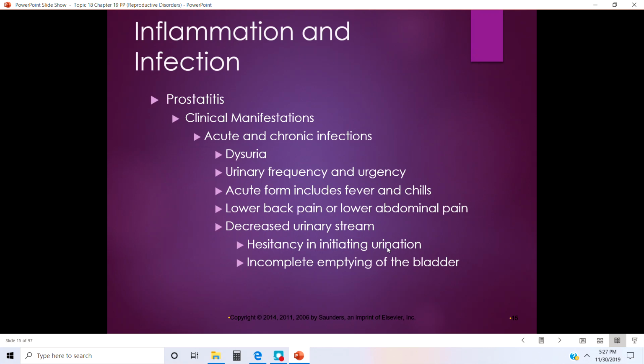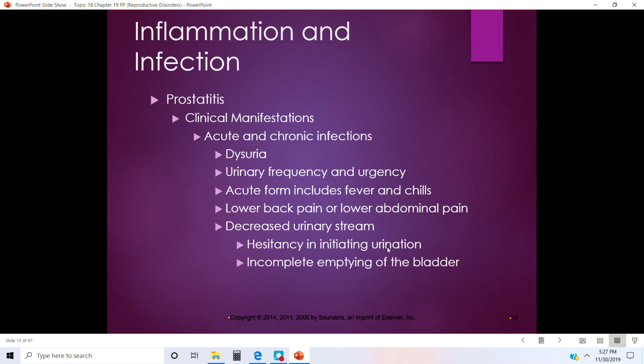Let's take a look at some of the clinical manifestations, right? Whether it's acute or chronic. The patient will have dysuria, right? Painful or difficulty urinating. They'll have urinary frequency, meaning that they have to go multiple times, and they have to go like, I have to go now, right? It's just like a feeling of having to go right away. That is known as urgency. The acute form would include fever and chills. The patient will also have low back pain and lower abdominal pain, right above like the pubic bone.